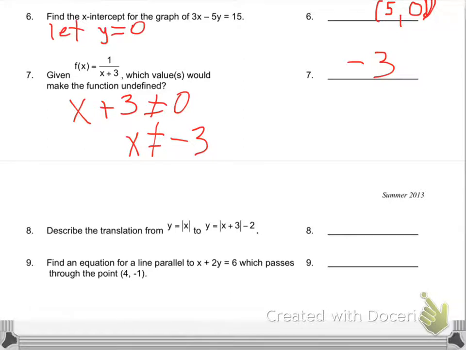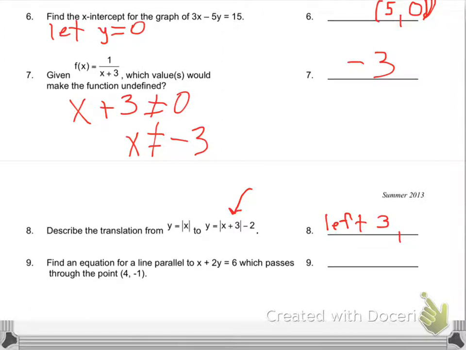Number 8, describe the translation from y equals the absolute value of x to y equals the absolute value of x plus 3 minus 2. There's two numbers here that we have to look at. First, we have to look at the plus 3. That is inside with x, so it moves it right or left. Remember, x's do the opposite. They're stupid. So even though it's positive, it doesn't go right 3. It actually goes left 3.